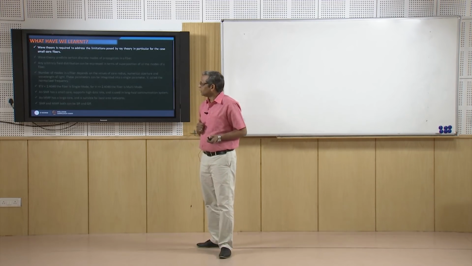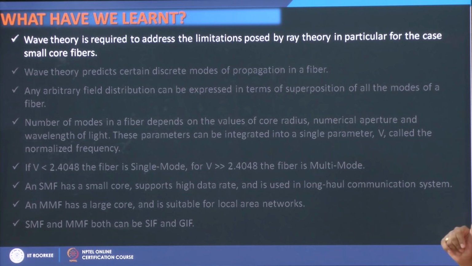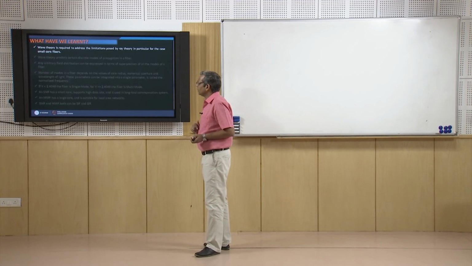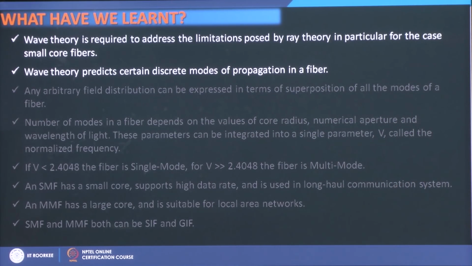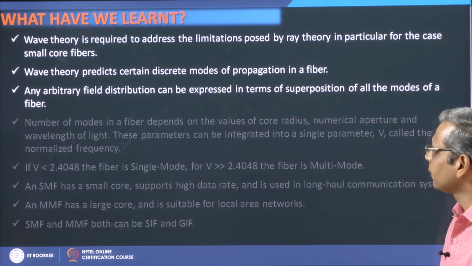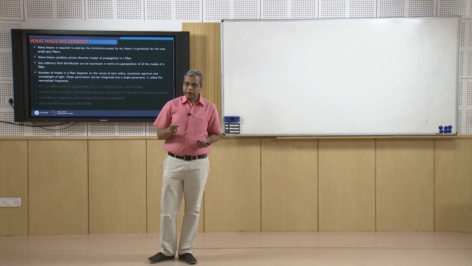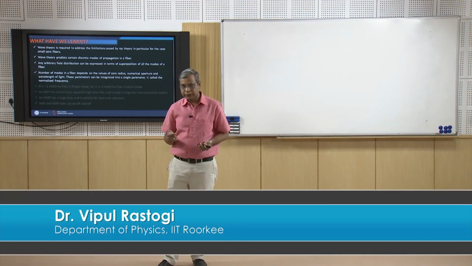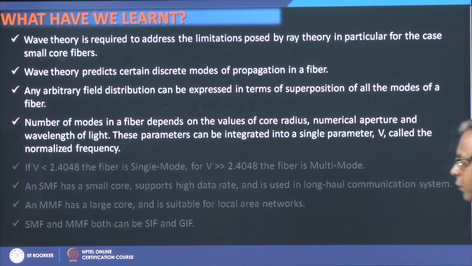So what we have learnt in this lecture: we have seen that wave theory is required to address the limitations posed by ray theory, in particular for the case of small core fibers where ray theory completely breaks down. Wave theory predicts certain discrete modes of propagation in a fiber, and any arbitrary field distribution can be expressed as a superposition of all the modes of a fiber. The number of modes in a fiber depends on the core radius, the refractive index difference between the core and the cladding, and the wavelength. But all these parameters can be integrated into a single parameter, which is called V, the normalized frequency.